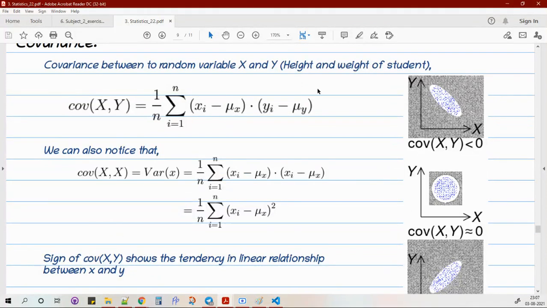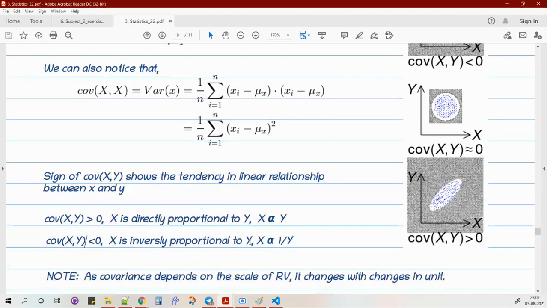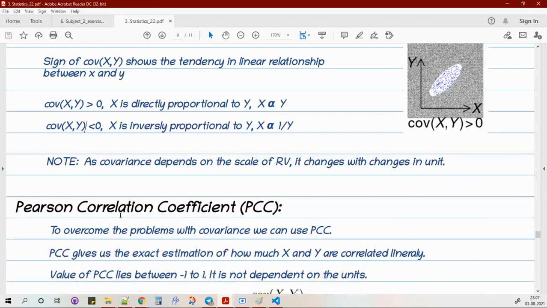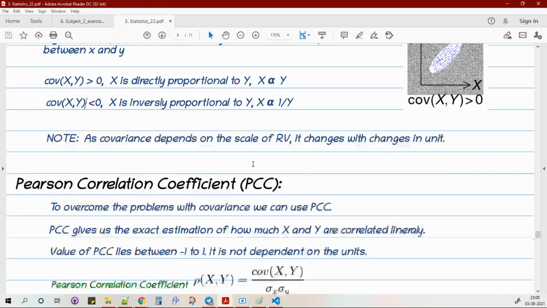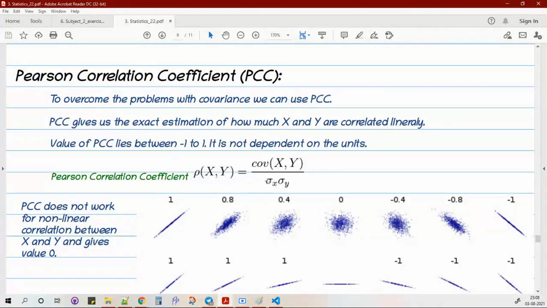So if I just change the scale, let's say my xi value for height was first in pounds and I then convert into kilograms, right, then the covariance value will also change, though it would be positive or negative, but it will change with the change of scale. And this is not a good thing. So the thing is the Pearson correlation coefficient is nothing but just take the covariance and divide by this thing, standard deviation, right?